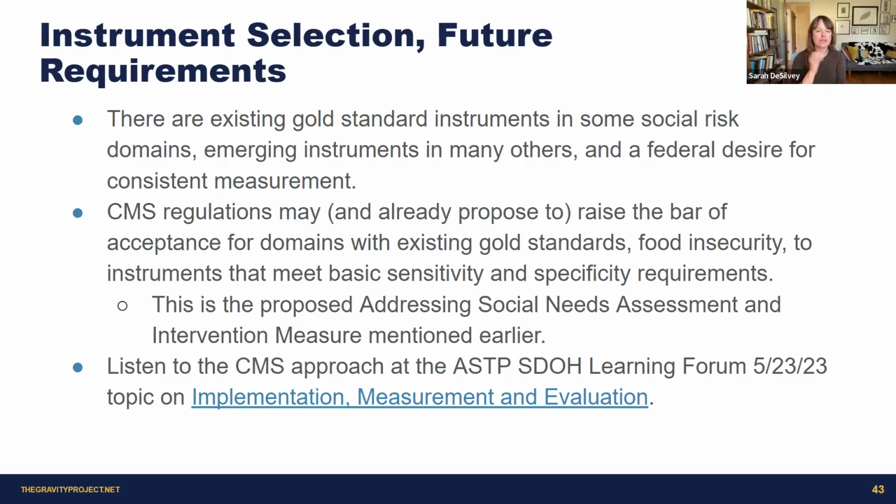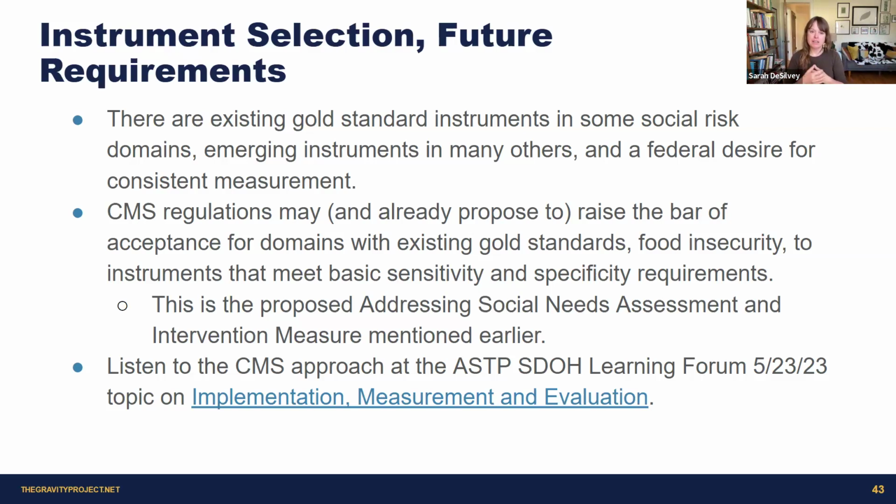And so just note that there are some existing gold standard instruments in some social risk domains and emerging instruments in others, and a federal desire for consistent measurement. Gravity is responsive to the ecosystem. So at some point, if the collective of Gravity and all of our subject matter experts want to elevate the bar for inclusion in Gravity value sets to a higher level of evidence, we can consider that in time. We're not there.